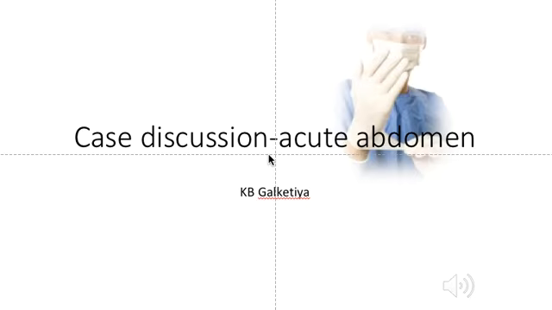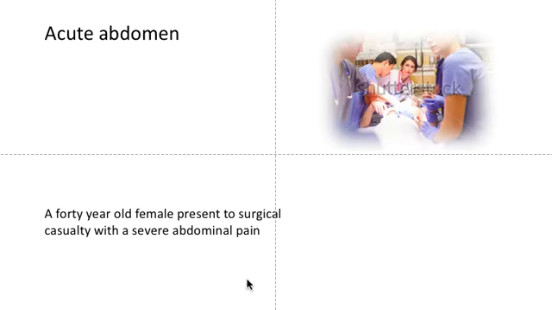Let's discuss acute abdomen in our series of case discussions. And what does this acute abdomen mean? Now, look at this case scenario. A lady of 40 years coming to the accident and emergency with severe abdominal pain.